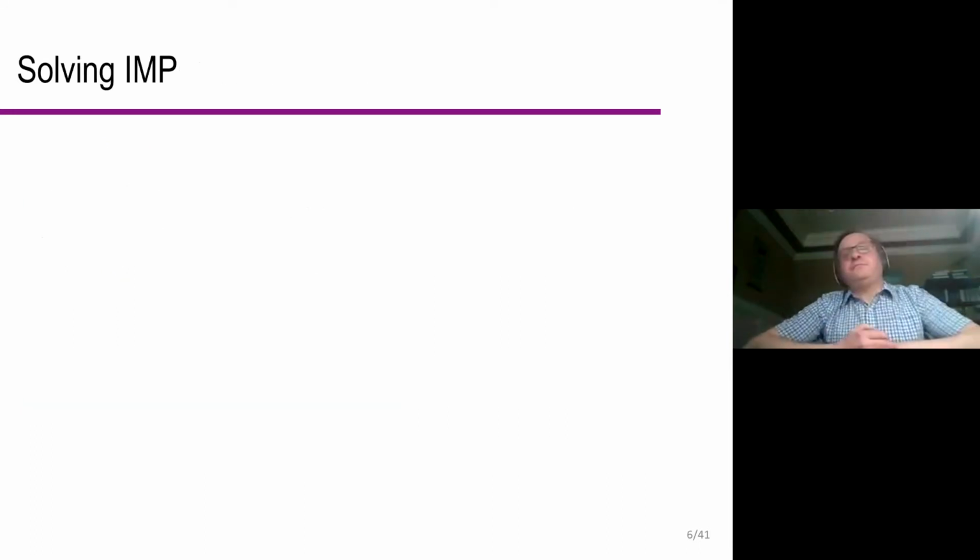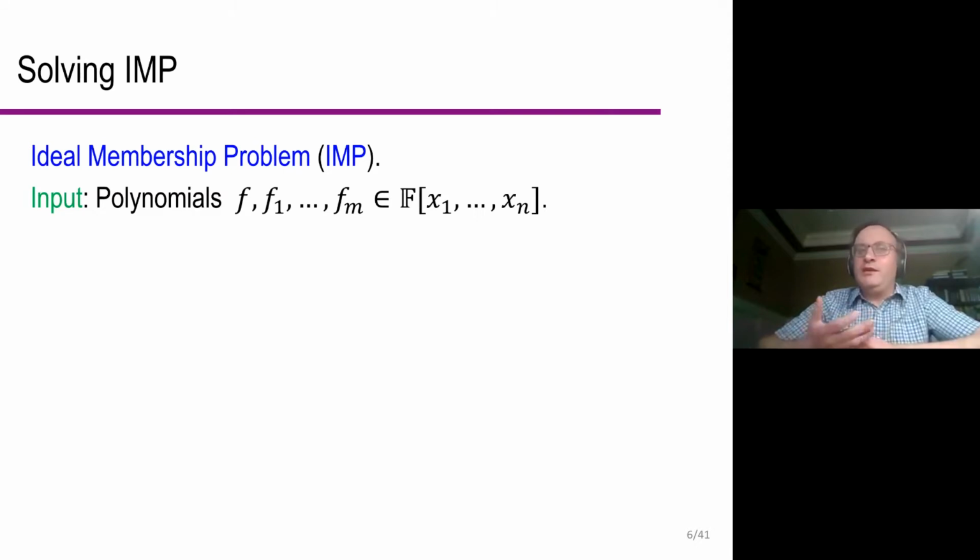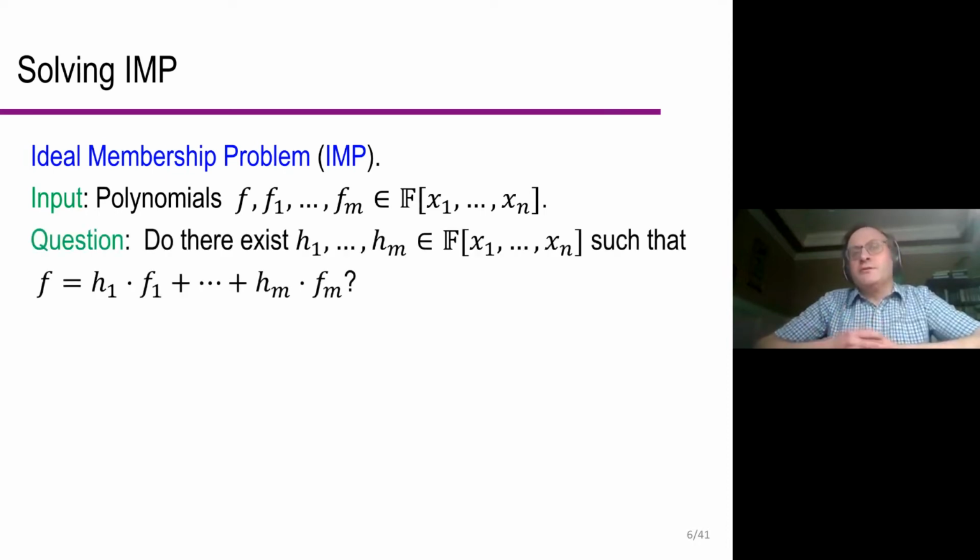Okay. How can we solve an IMP? Since we have these sets of generators, the more specific formulation of the IMP could be given as follows. We're given a polynomial. This is our input polynomial f. We are given the generators of our ideal, and what we need to do is verify if our polynomial belongs to the ideal.